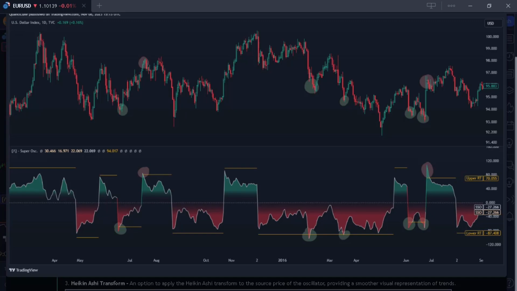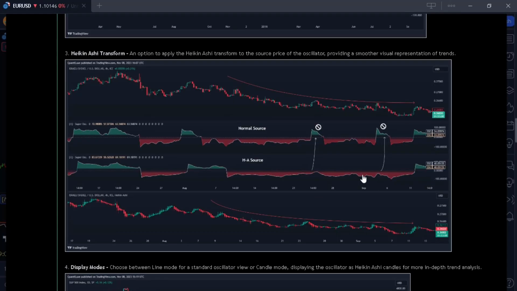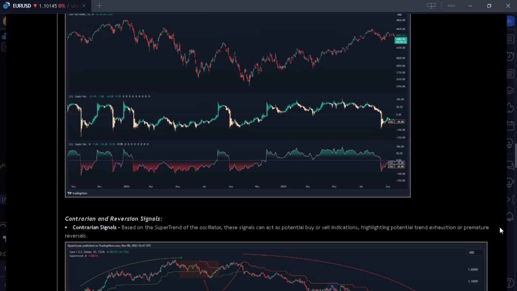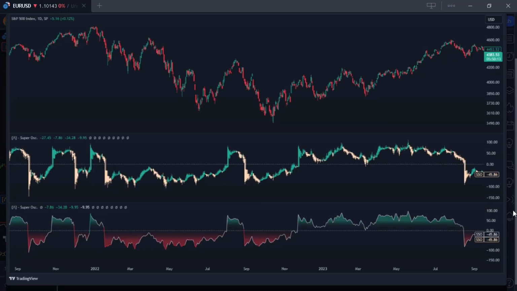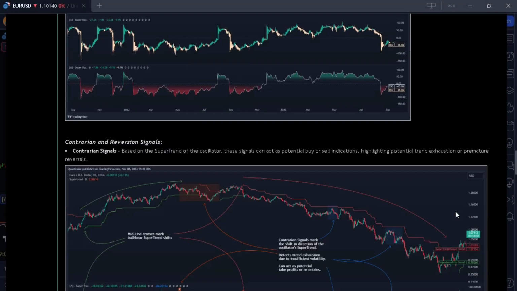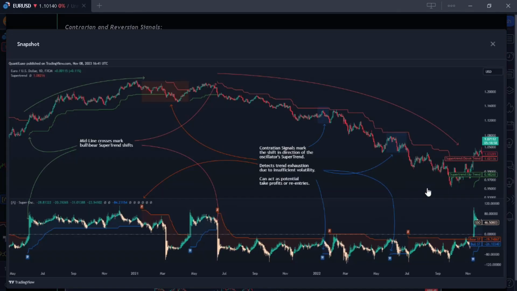You also have the Heikin-Ashi transform, a smooth option to apply to the source price of the oscillator. This gives you a cleaner and more visually appealing representation of trends. Choose between line mode for a standard oscillator view, or candle mode, displaying the oscillator as Heikin-Ashi candles for more in-depth trend analysis. Now let's talk about signals, those crucial indicators that guide our trading decisions.